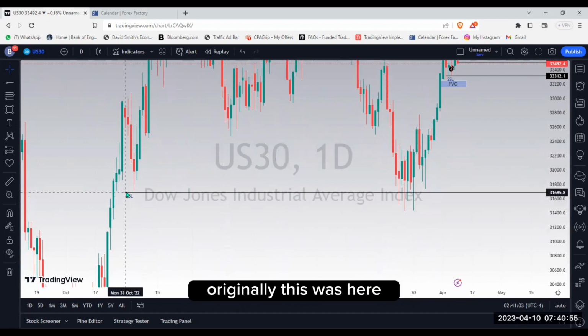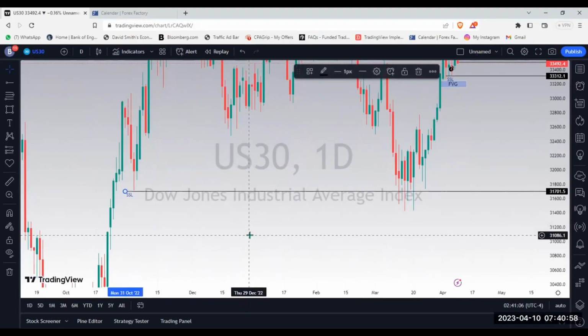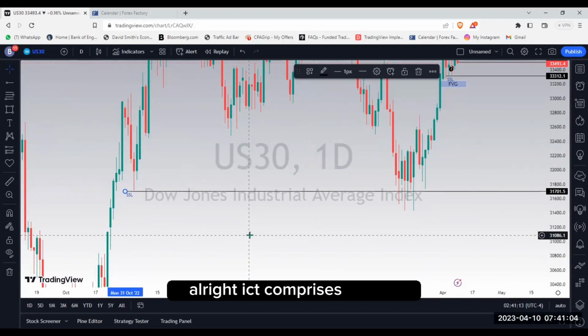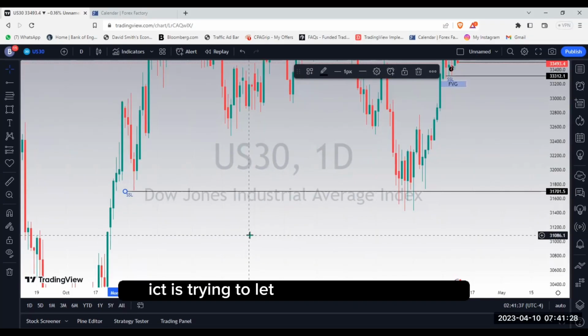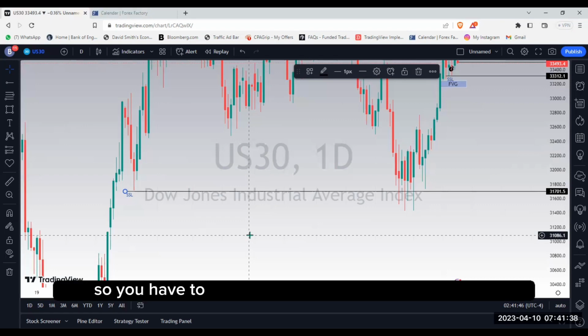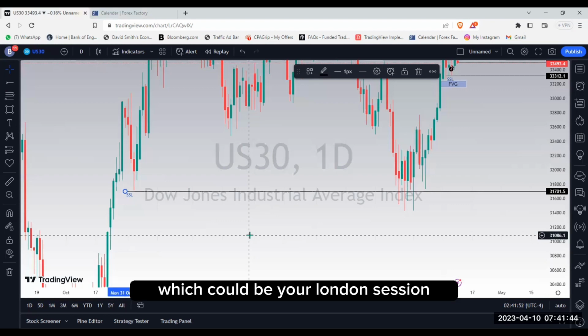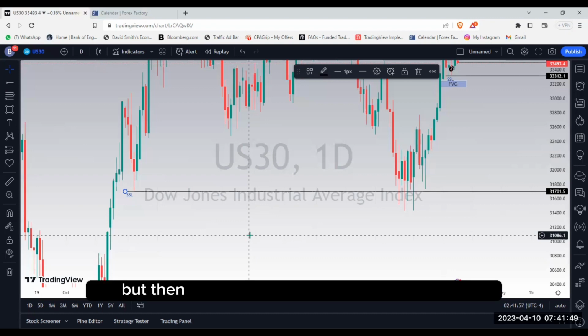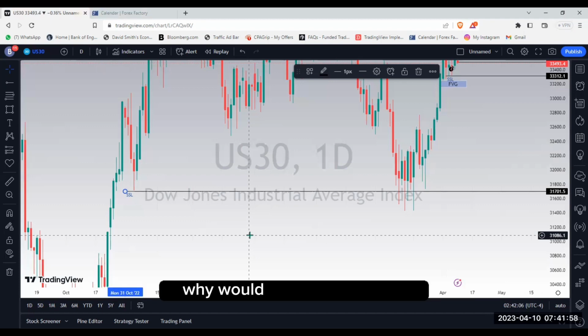Originally, this was here. It's all about, in ICT, what makes price move. All right. ICT comprises of time. ICT is trying to let us know at what time we are supposed to look for opportunities in the market, first of all. So you have to identify that particular time of the day, which could be your London session, New York session, or even Asian session. But then, after putting that time factor in place, the next thing is, why would price move?